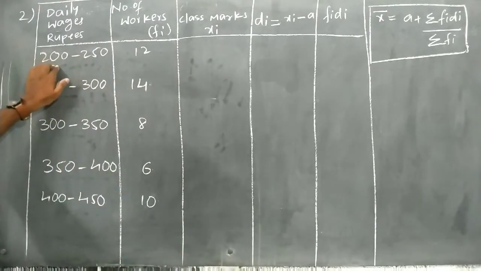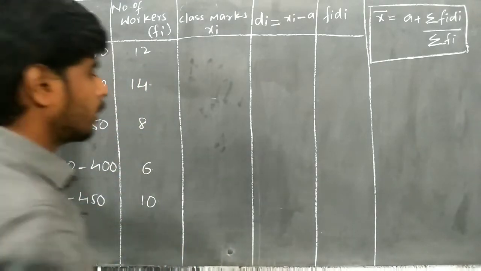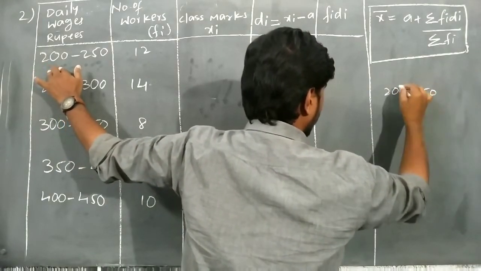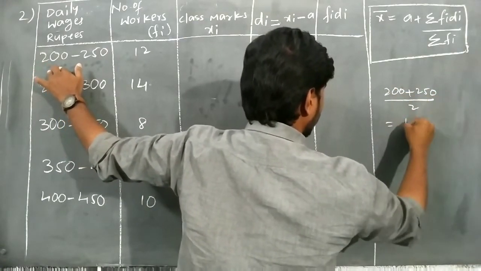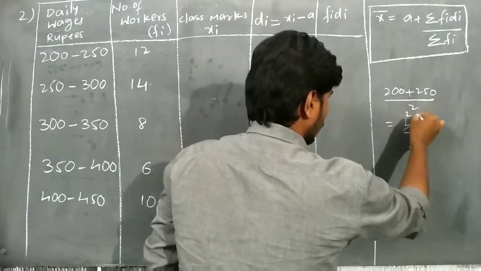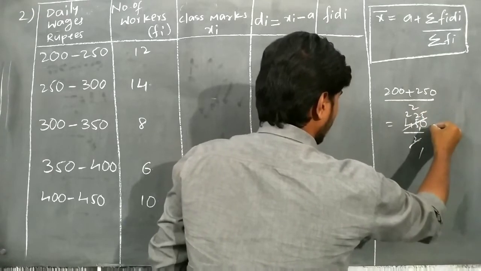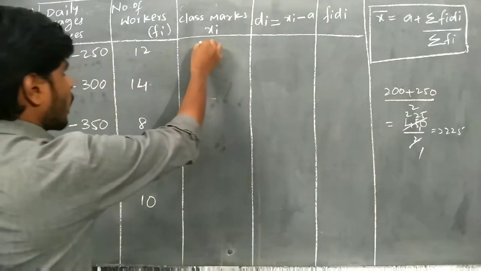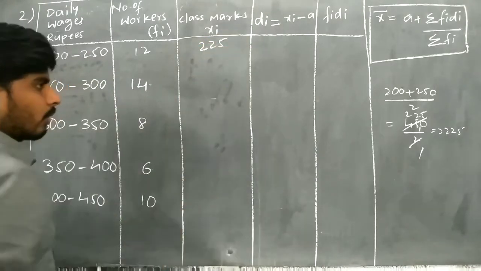So the lower limit is this, the upper limit is this: 200 plus 250 by 2, it means 450 by 2. So 2 ones are 2, 2 twos are 4, 2 twos are 4... 1, 2, 5. Okay, 225 is the class mark here, okay, right.